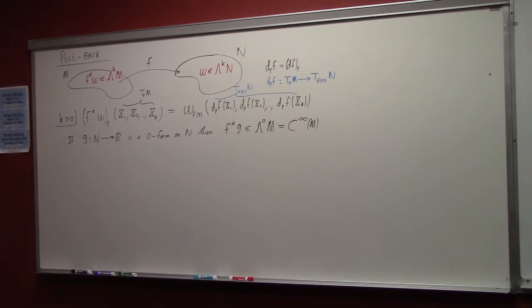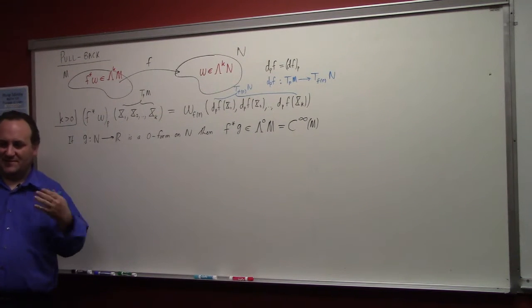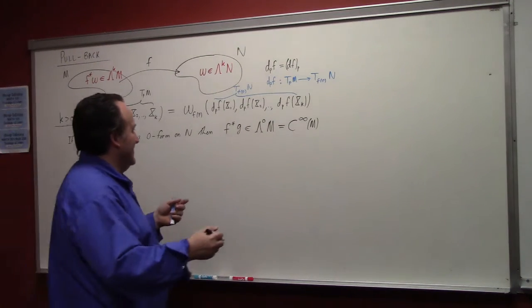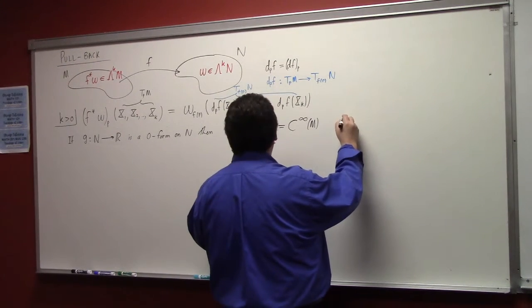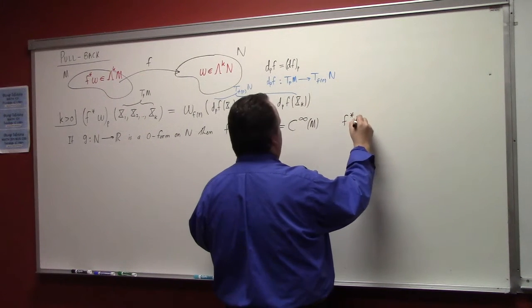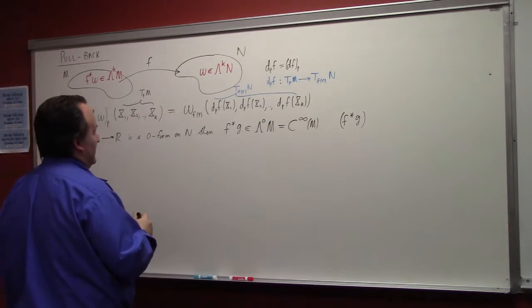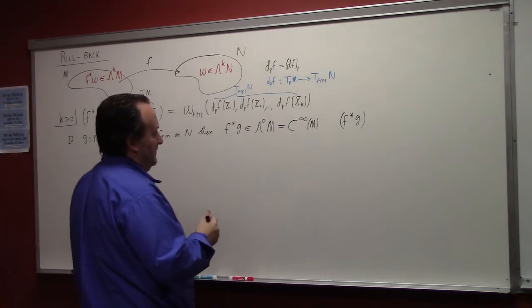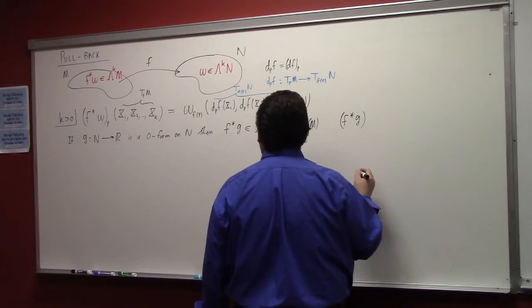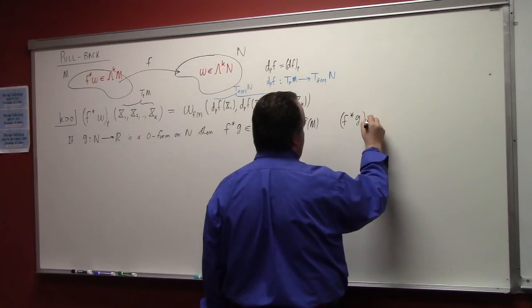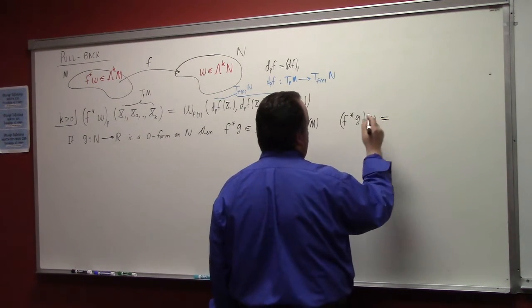But here, what's this? It's a zero form. It doesn't eat vectors, right? It's just a function. So we have to say what? F star of g, right? So I guess at a point. What's it going to be equal to?